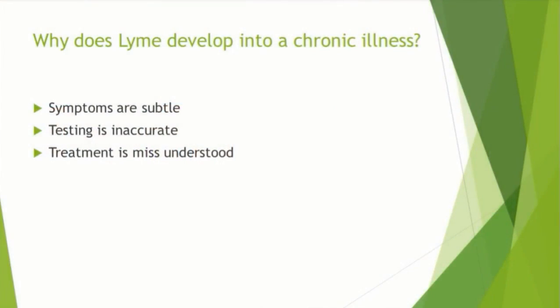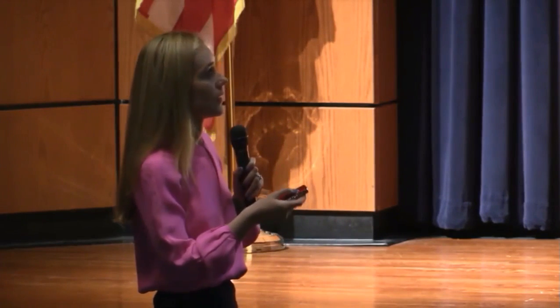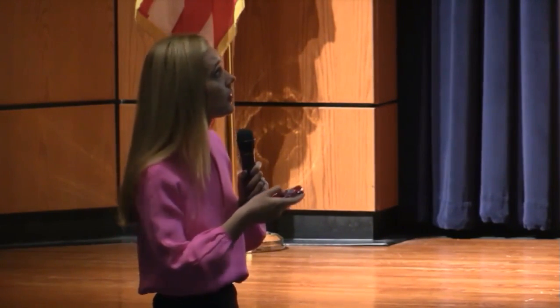The next point is testing is inaccurate. And we all know this, and we've touched on this earlier today. The problem is that we're having this two-tier approach, which means that your blood test has to be abnormal through 2 types of techniques, and you have to have the proper number of bands, which the immune system may not be developing as quickly as the laboratory would like it to.